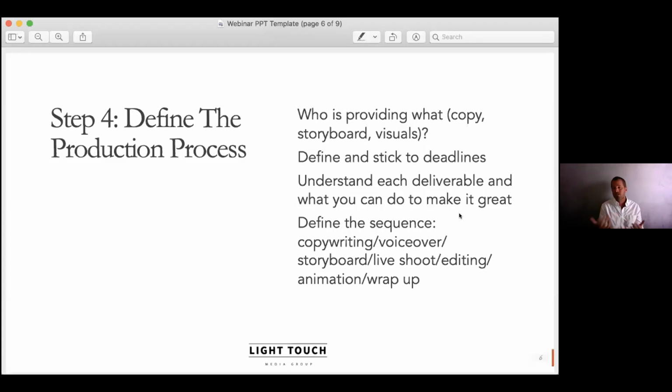And then you just need to define the sequence. And again, if it's an agency that you're working with, they should be able to very clearly define to you, okay, here's the sequence of how it's going to go. So we start with copywriting, then we record the voiceover, then we do a storyboard, and then if we're doing a live shoot, we edit that together, then we do the animation, and then we deliver files to you. And these are the kinds of files and sizes and resolutions that you can expect.